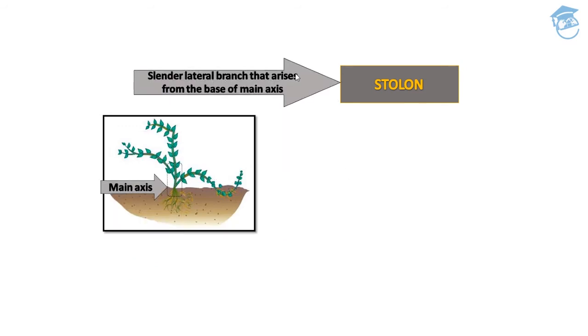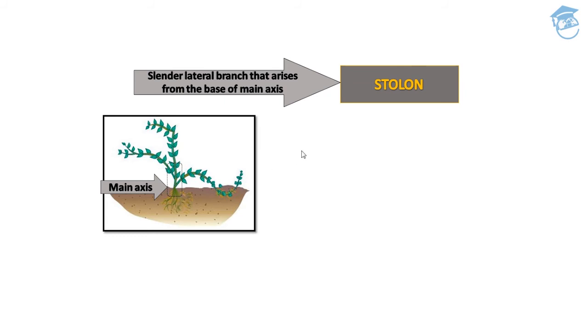Now comes stolon, that is another subaerial modification of stem, students. These are slender lateral branches that arise from the base of the main branch or main axis. See, this is the main axis and this is the slender lateral branch that emerges up, and later on goes down and touches the ground, and then later emerges above the ground. So this is stolon.